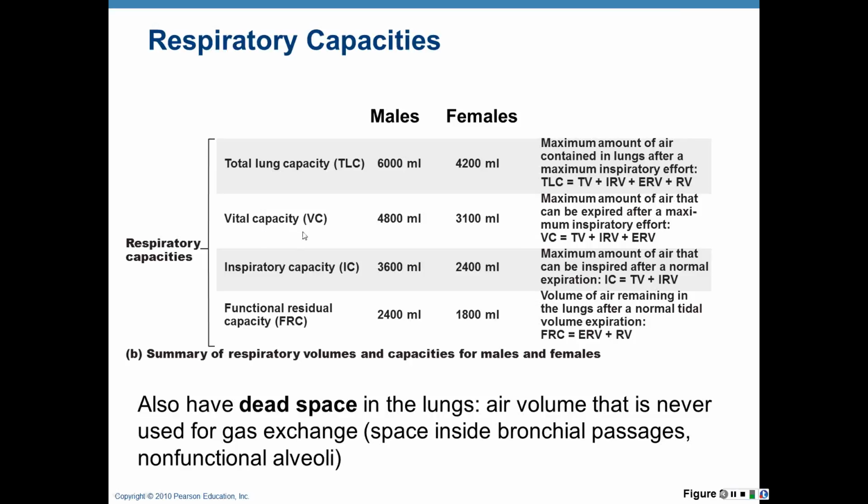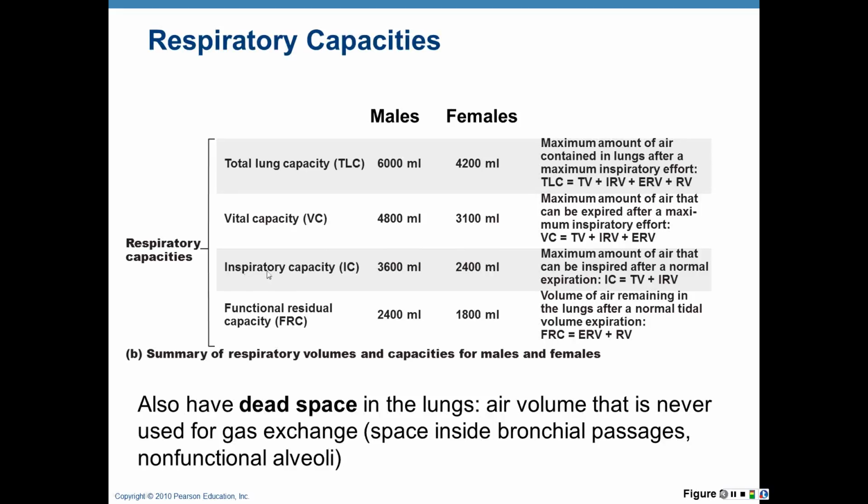Okay, VC, your vital capacity. This is referring to the changes in air volume that can actually happen, you can never get rid of your residual volume. So your vital capacity is your tidal volume, your inspiratory reserve volume, and your expiratory reserve volume. So it's the amount of air that you can actually get rid of, exhale out with a forcible exhalation, the maximum amount, vital capacity.